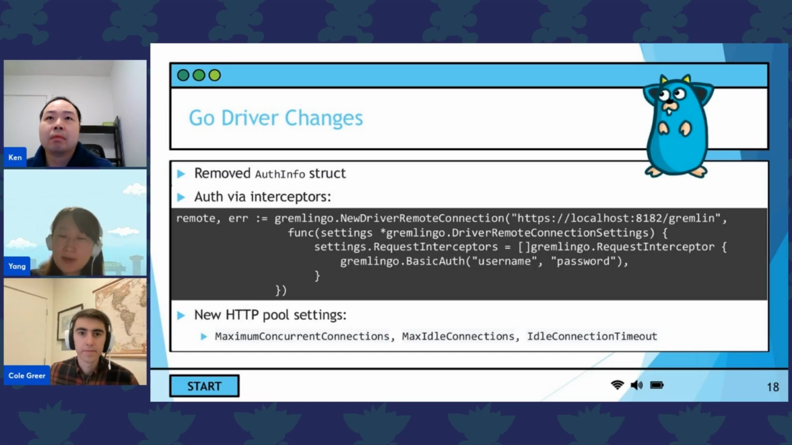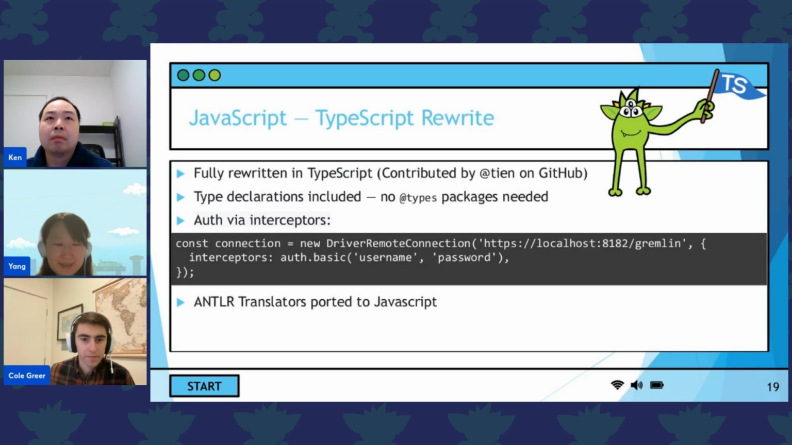Along with that, with Go, the most notable change would be how auth is used within interceptors. Previously we had the auth info struct, which is now removed. Starting with 4.0, for basic auth you would use the built-in basic auth with the interceptors, and of course if you want to provide your own custom interceptor and auth mechanisms, you can do that through this. There are also some new HTTP pool settings that are passed along into the underlying HTTP library. And with that I will hand it to Cole to talk about JavaScript.